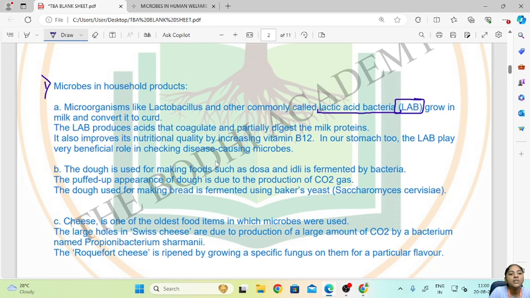The LAB produces acids that coagulate and partially digest the milk proteins. So these bacteria produce some acids that coagulate and also partially digest the milk protein, forming the curd. Now it also improves its nutritional quality by increasing the vitamin B12 in it. Then in our stomach too, the LAB, meaning the lactic acid bacteria, play a very beneficial role in checking disease causing microorganisms.